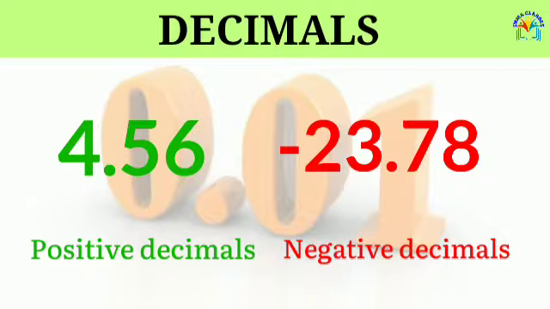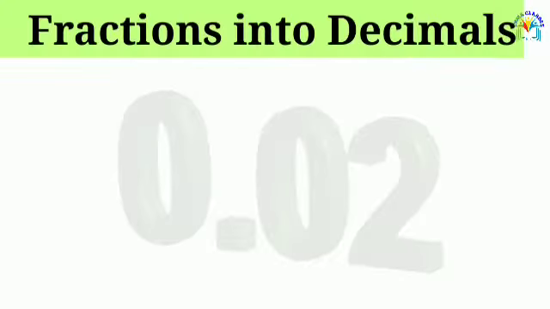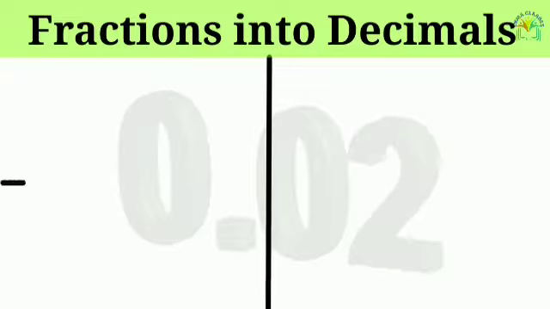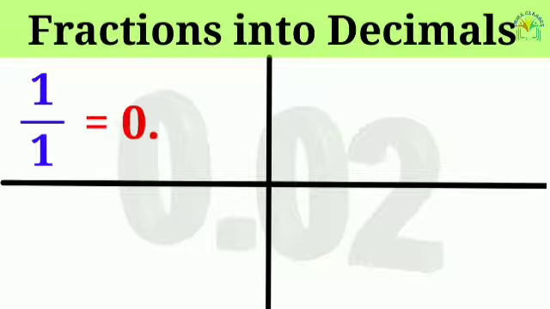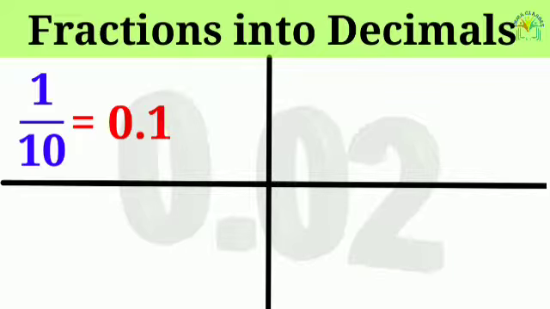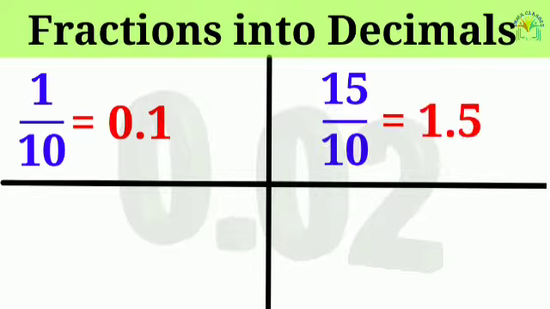Decimals can be positive or negative. Fractions can be converted into decimals by actual division method using decimal point. There is a shortcut for some fractions. If the denominator is 10, the numerator is expressed as a decimal number to one decimal place. For example, 15 upon 10 is expressed as 1.5.